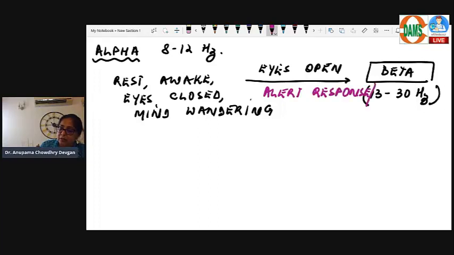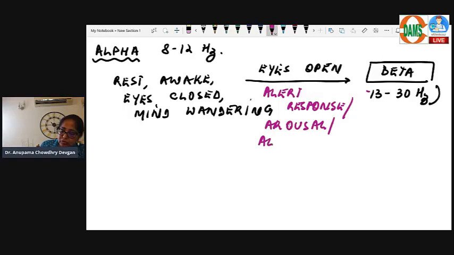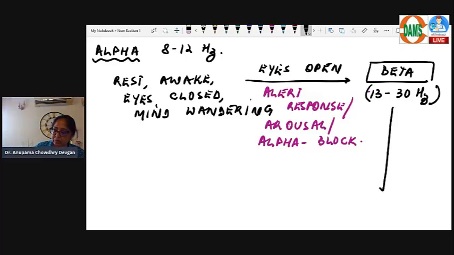This is known as the alerting response. It is also known as arousal. It is also known as alpha block. So alerting response, arousal, and alpha block. The moment eyes are open, alpha is replaced by beta.